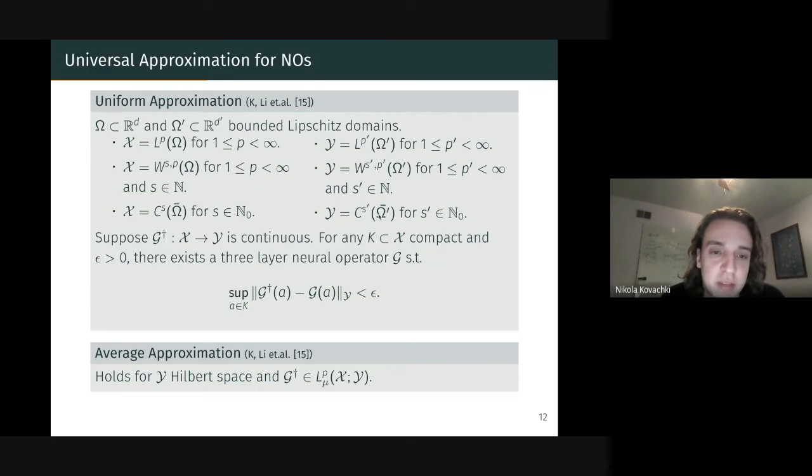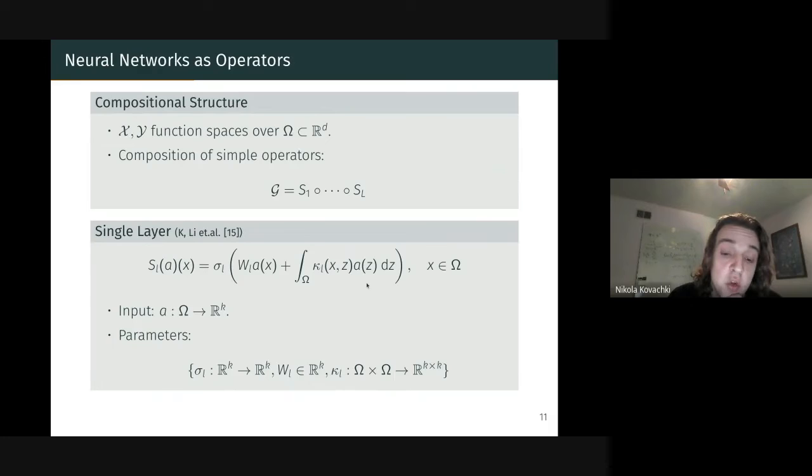Getting away from all the details of this, this says that for a whole lot of spaces that one might care about in scientific computing, like Lebesgue spaces or Sobolev spaces or spaces of continuously differentiable functions, you can pick any pairs of X and Y that you like. And if you have some continuous operator between them, then the previous architecture, which I showed you, is a universal approximator. And so either in a uniform norm or in an average sense, you can approximate as finely as you want, so long as you pick this kappa to be sufficiently complex and this W to be sufficiently large. And you can actually fix the activation functions.